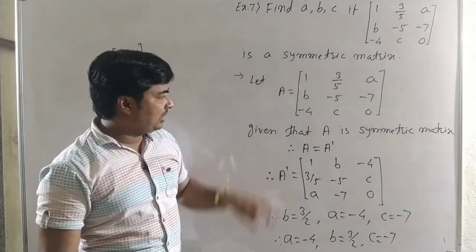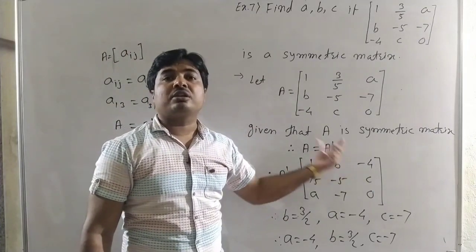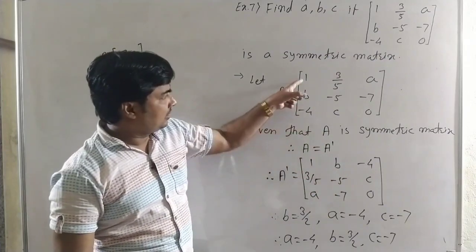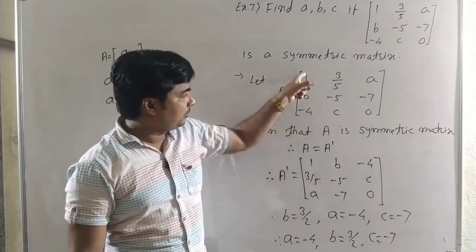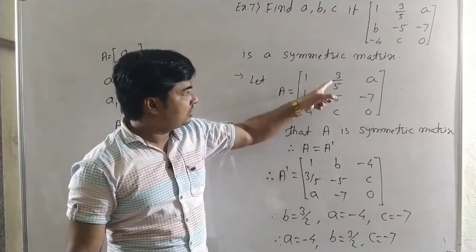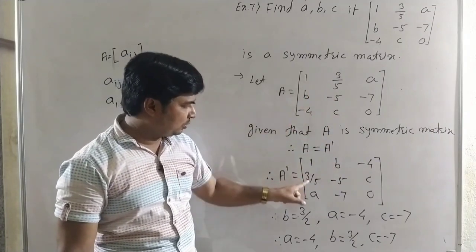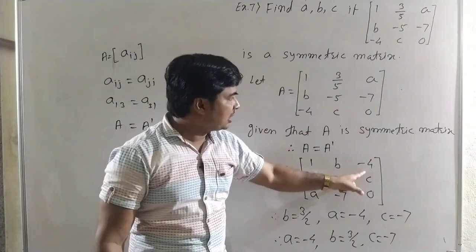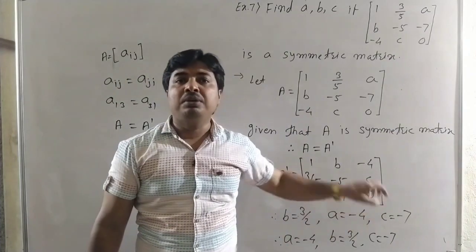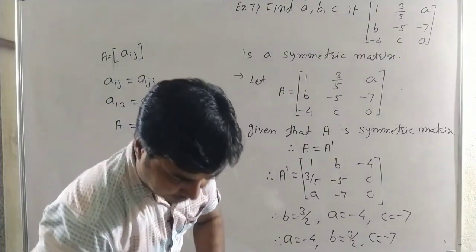If A is a symmetric matrix, then matrix A is equal to its transpose. So these two matrices are equal. Then compare the corresponding elements. The 1 1 element gives B is equal to 3/2, and the other gives A is equal to -4. These are the values of A, B and C. Now we see the next example.